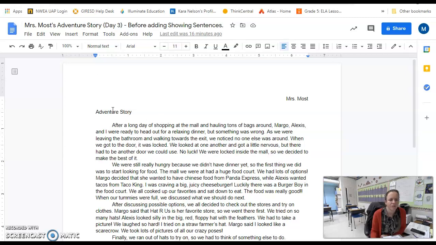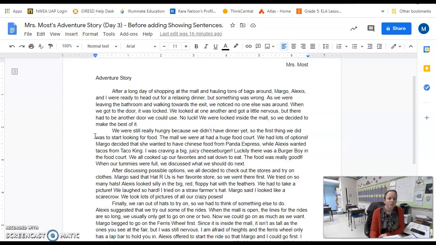Go back to your writing just like I have with mine, and I want you to find some spots where you can fix yours up to provide some showing sentences. I'm going to show you what that looks like on my writing, and as you do that, I would like you to highlight the places in your writing that you've changed. So let's go ahead and take a look at my second paragraph.